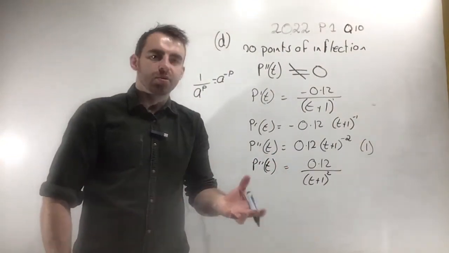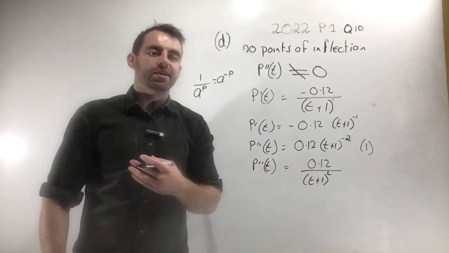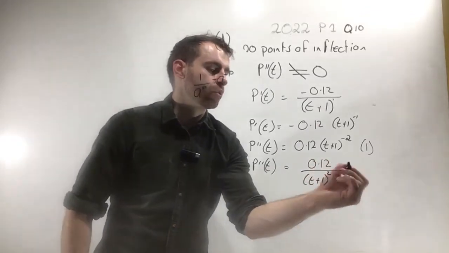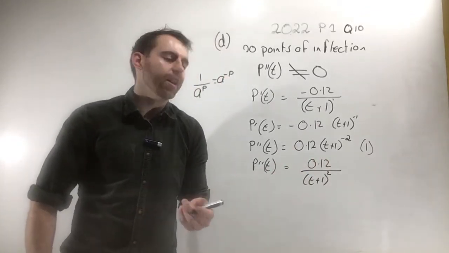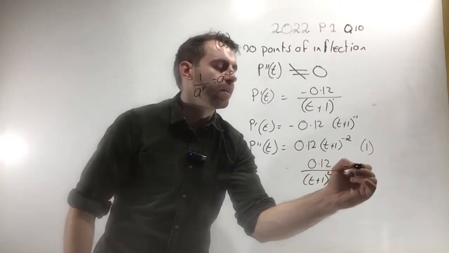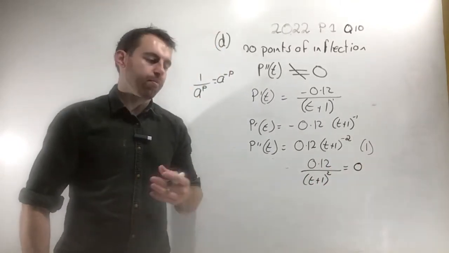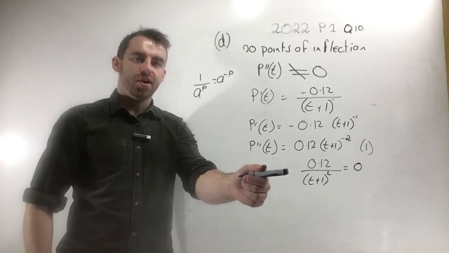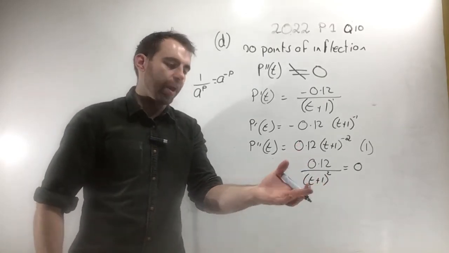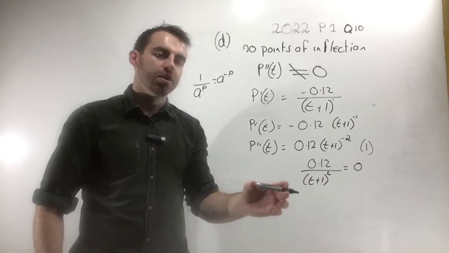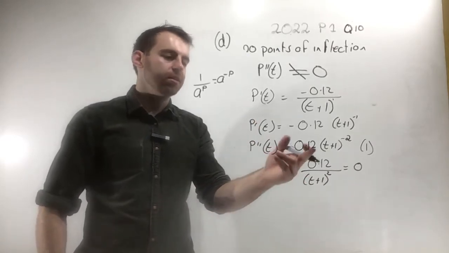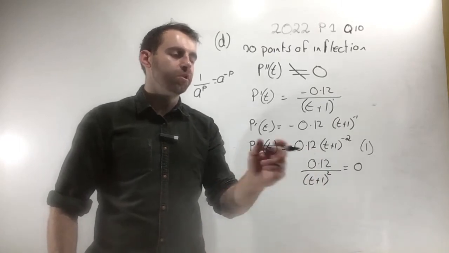Now, I suppose all I have to do is prove that this can't be equal to 0. One way of doing that is I could just do this as an equation and try and let it equal to 0. So let's just see what happens if I let my second derivative equal to 0. Imagine if I was trying to solve this. The first thing I would do is try and get rid of the fraction. In order to get rid of the fraction, multiply both sides by the denominator. So what I might do next is multiply both sides by t plus 1 squared.